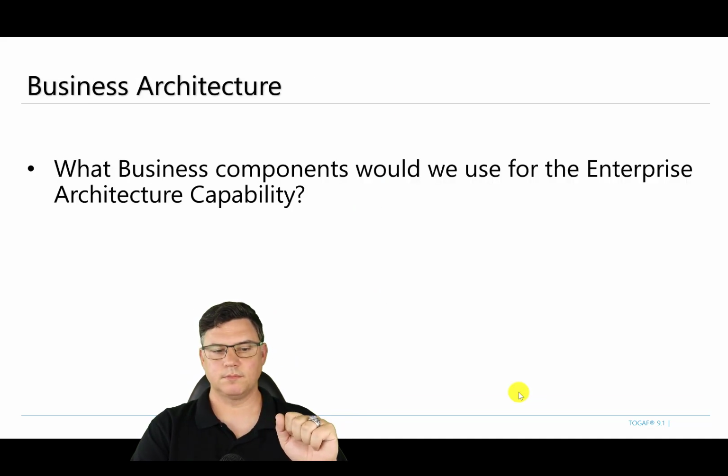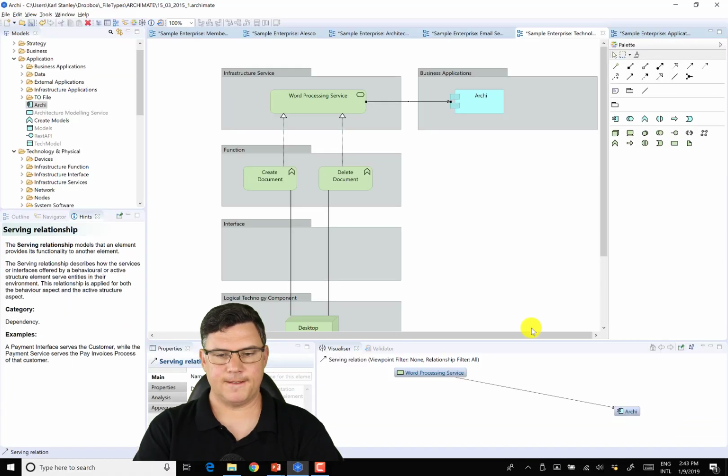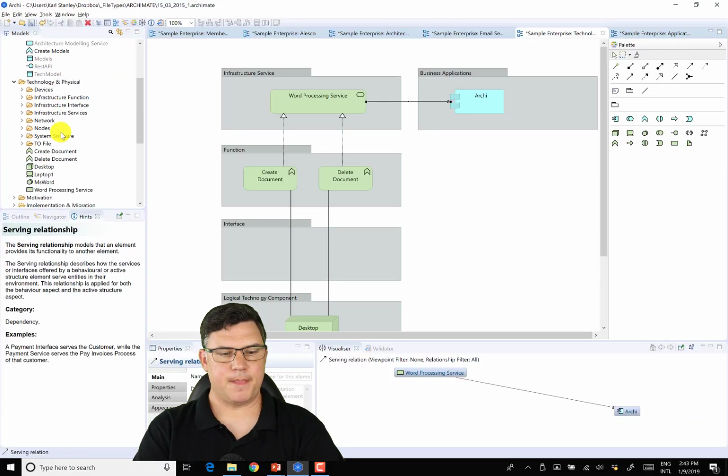That's our example. So what business process components would we use for the enterprise architecture capability, do you think? Let's do a sample. Okay, so here you go. Hands-on.